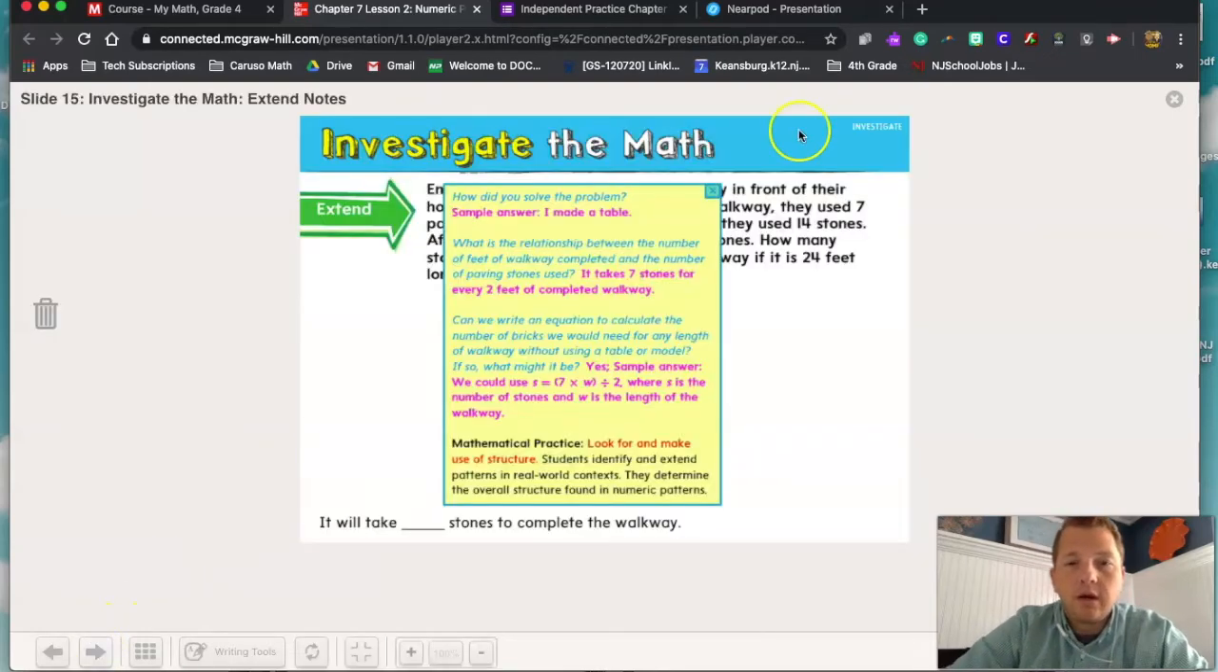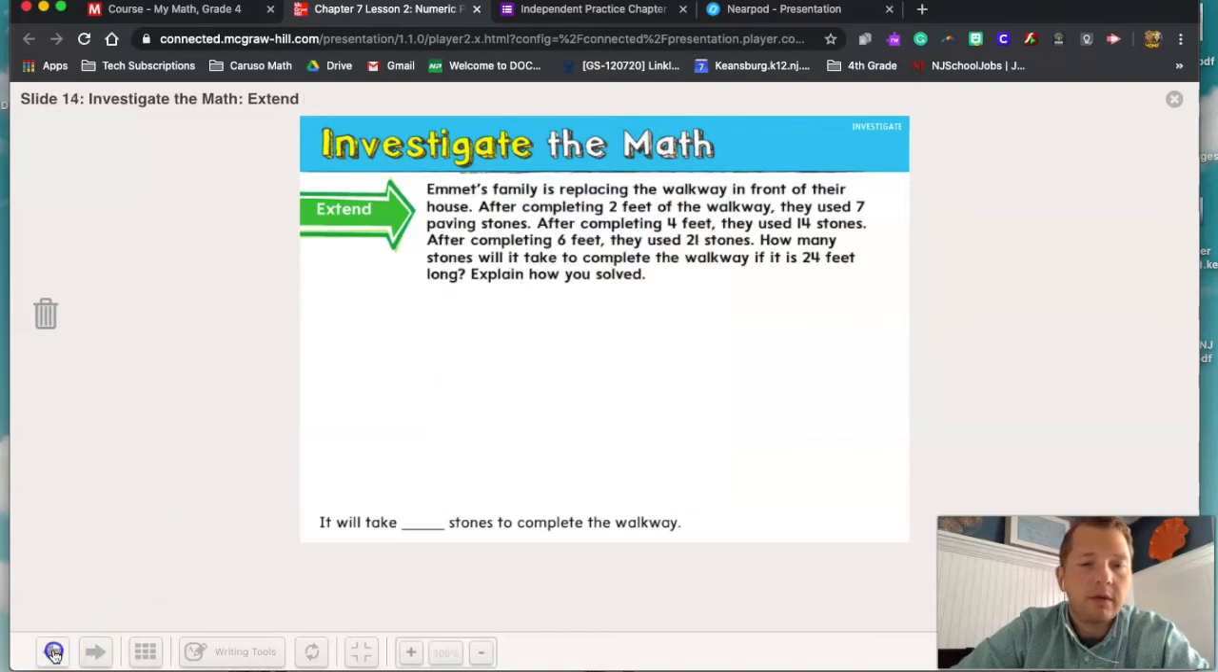So next one over here. Let's see, go back one. All right, Emmett's family is replacing the walkway in the front of their house. After completing 2 feet of the walkway, they used 7 paving stones. After completing 4 feet, they used 14 stones. And then after completing 6 feet, they used 21 stones. How many stones will it take to complete the walkway if it is 24 feet long?